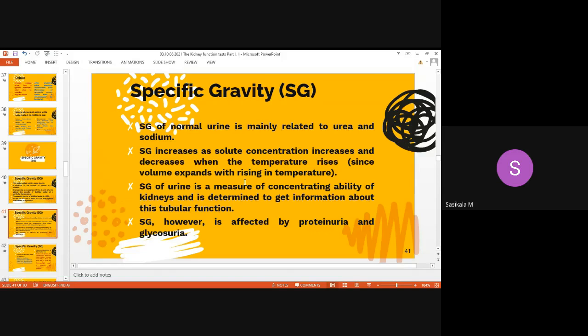Inversely means when temperature increases, it is the opposite: SG will decrease. When temperature decreases, SG will increase. When solute concentration increases, SG will also increase. So that is the condition.